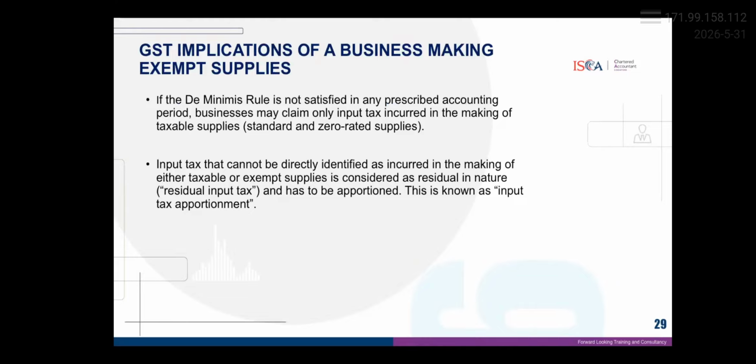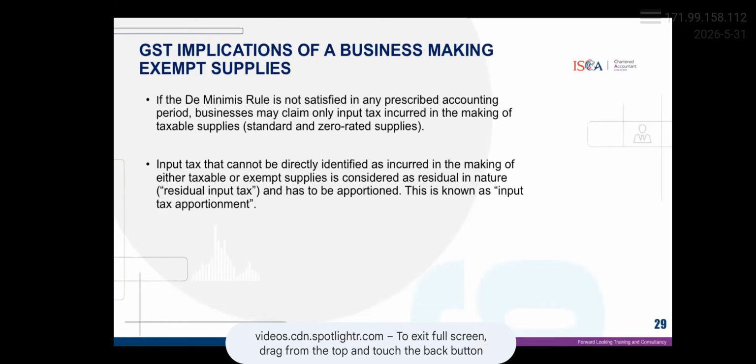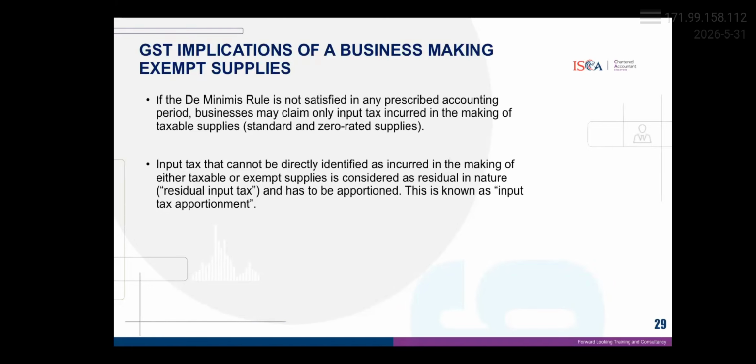Now, in the case where the de minimis rule is not satisfied in any prescribed accounting period, the business may claim only input tax incurred in the making of taxable supply, and this is where you need to split. Input tax that cannot be directly linked to exempt supply is considered as residual in nature, or sometimes we call it residual input tax, and it has to be apportioned. This is known as input tax apportionment.